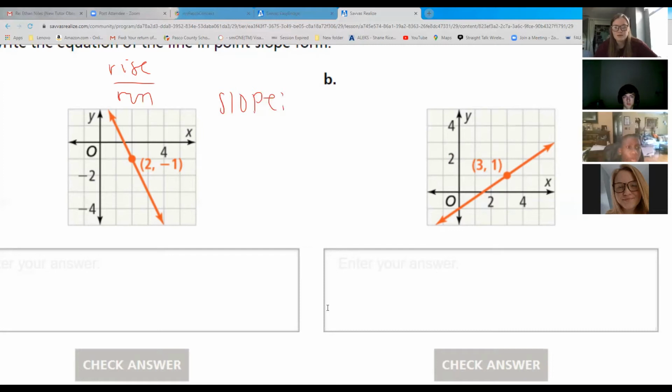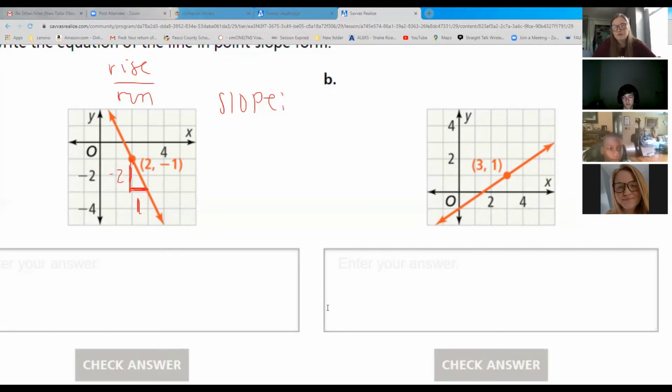Then it would be 1. Not 1. We're going down 2 over 1. Does that make sense? Okay. I just can't find the y-intercept. You don't need the y-intercept. We're using point slope form. I was looking for the y-intercept.